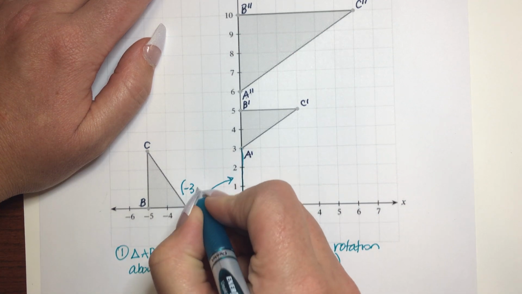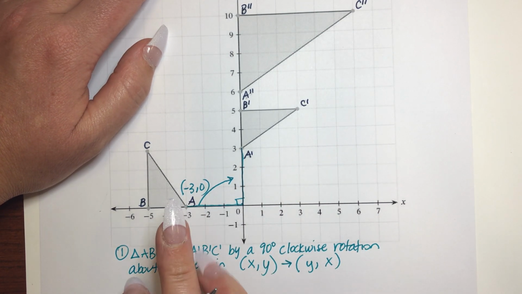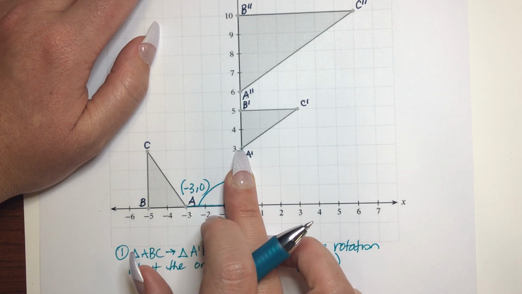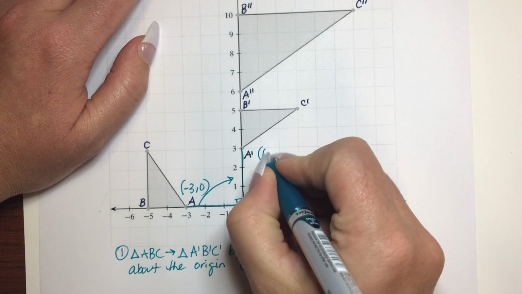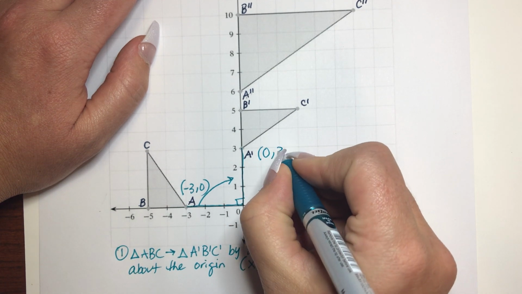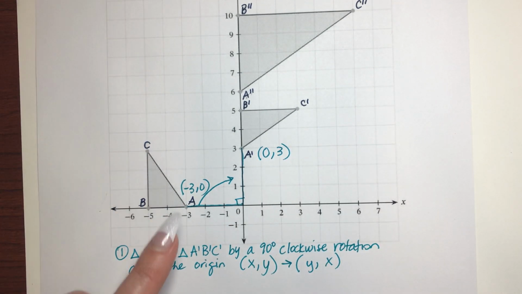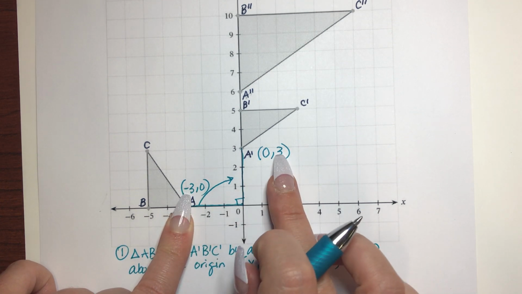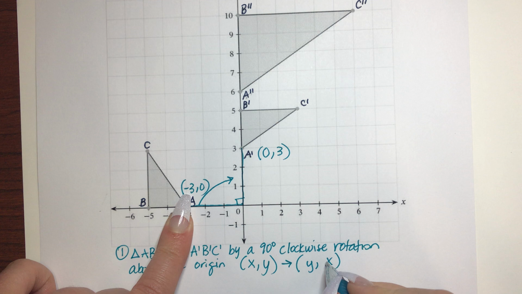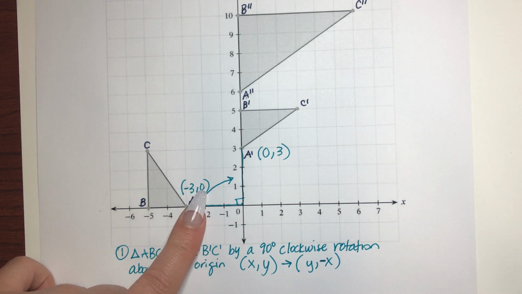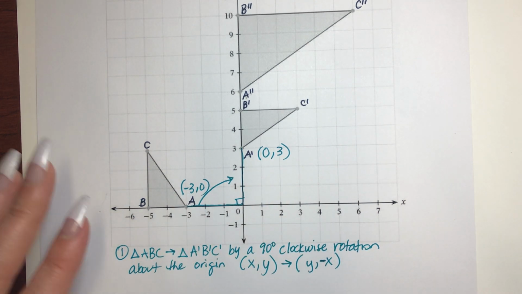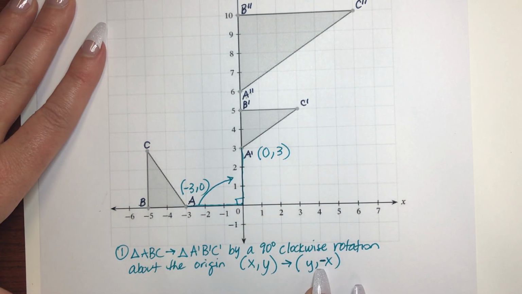This is negative 3, 0, and I'm going to double check because I messed up this the last time. Okay, so negative 3, 0. And then A prime is 0, positive 3. Okay, so my x here is moving here, but it's negative and now it's positive. So that tells me that it's going to be the negative x. And then here, my y is here, and it's the same. So, okay, that's my rule.